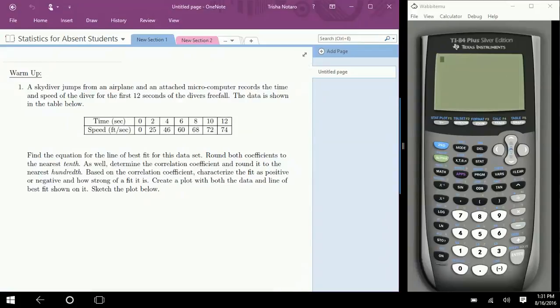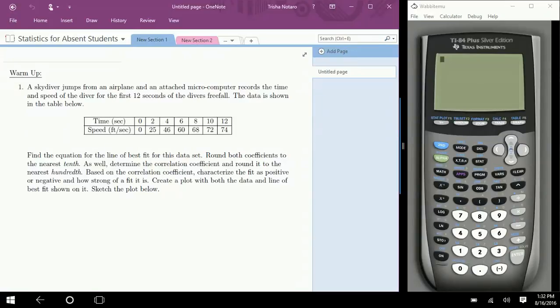You're basically watching this video because you were either absent today in class or you weren't paying attention and need a little more clarification for your homework. So I'm going to go over exactly what we did in class, starting with the warm-up. I have the calculator on the right-hand side of the screen so you can see exactly what I am doing.